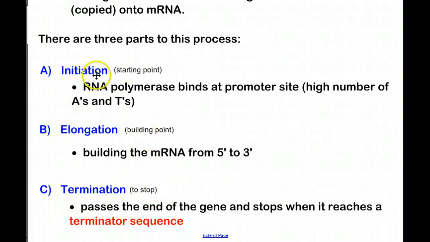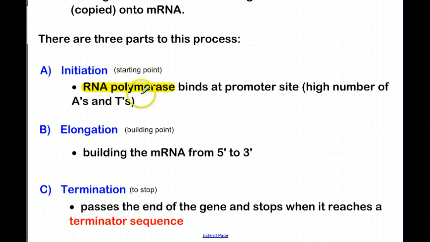So during the initiation process, you might be asking yourself, how does it know where to start on our DNA? So there's an enzyme called RNA polymerase. Remember, endings of "ase" mean that we're dealing with an enzyme.